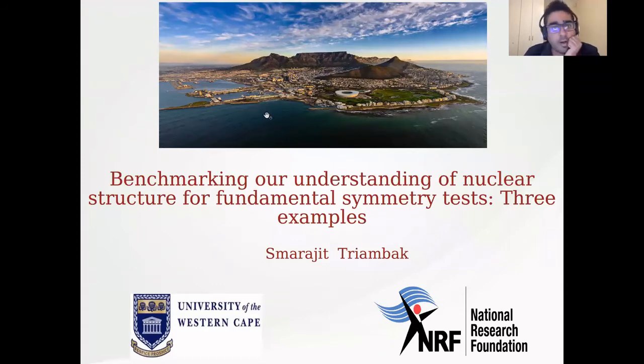And I'm going to talk about three examples of experiments we did, but not at iThemba Labs. Experiments we did elsewhere in collaboration with our North American and European colleagues, basically emphasizing stringently testing our understanding of nuclear structure, in particular nuclei that are essential for fundamental symmetry tests. And there is some sort of a link between the three.